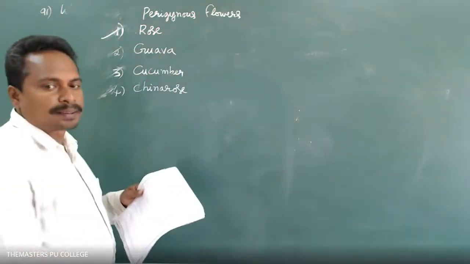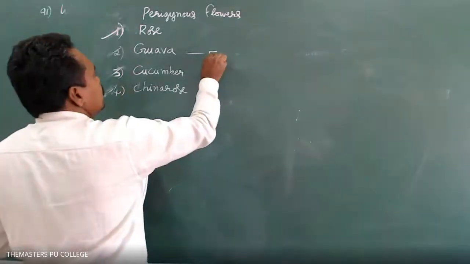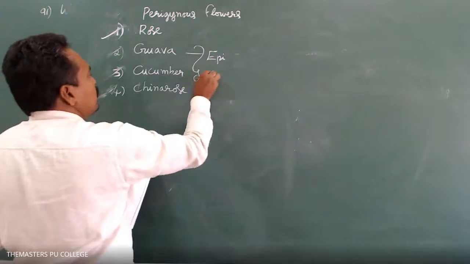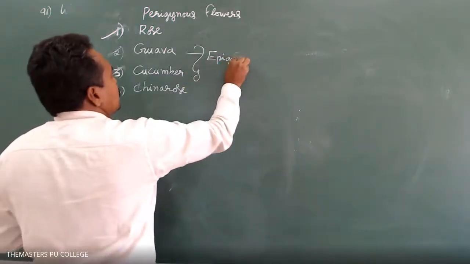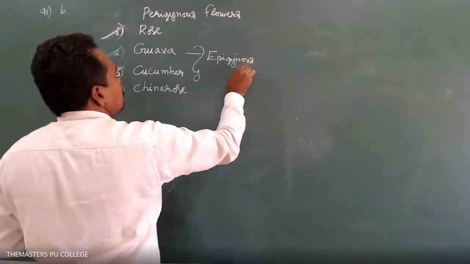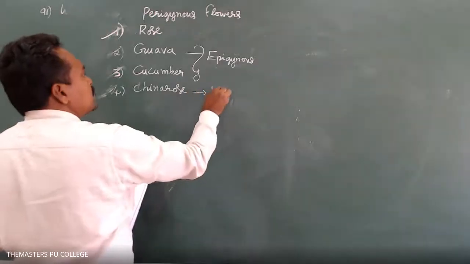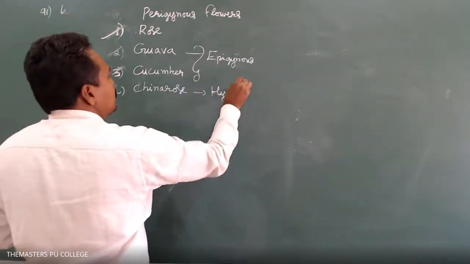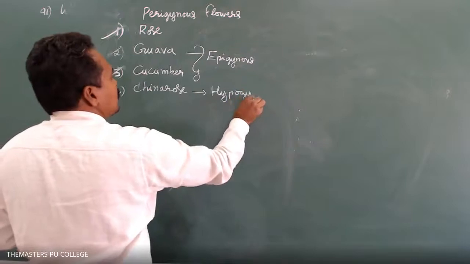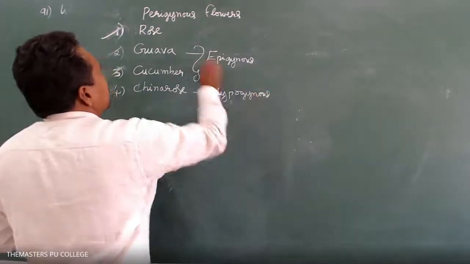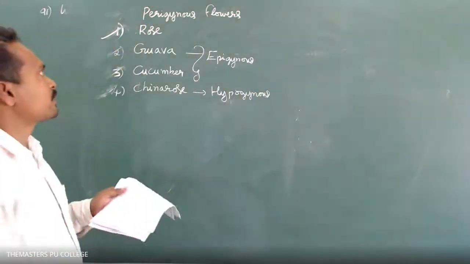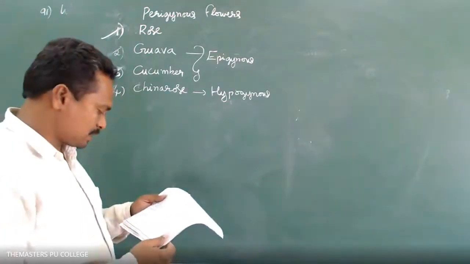Guava flowers are epigynous. Both in guava and cucumber, both are epigynous. China rose, hypogynous. So, perigynous flower is the rose. First option is the correct answer.